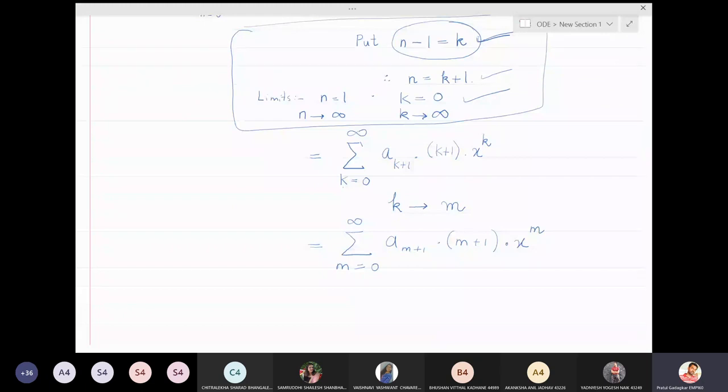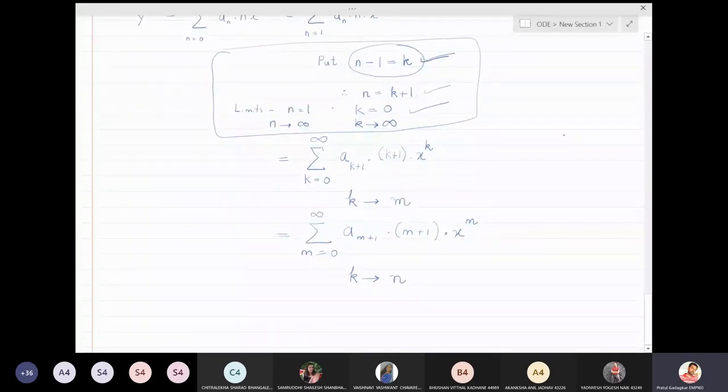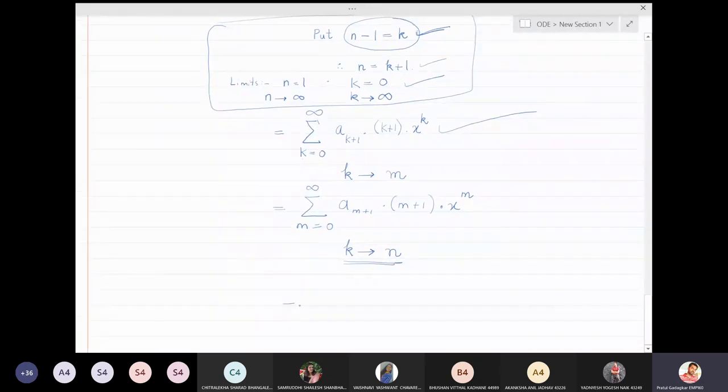So instead of replacing it by any other variable, why are we not replacing k by just n? If I replace k by n again after the change of variable, what will that expression look like? Summation n going from 0 to infinity, a n plus 1 into n plus 1 into x raised to n. So now I hope you have understood that we have achieved what our target was.